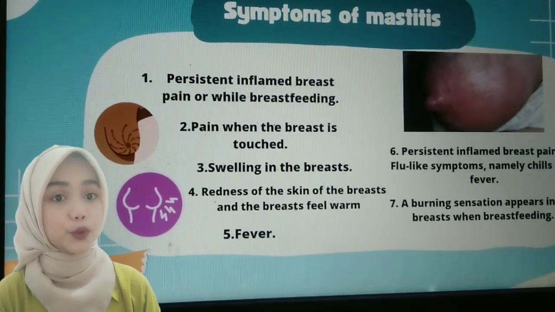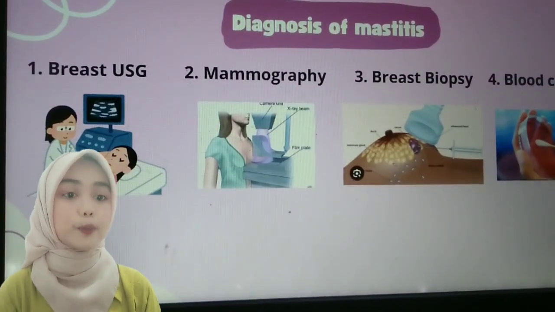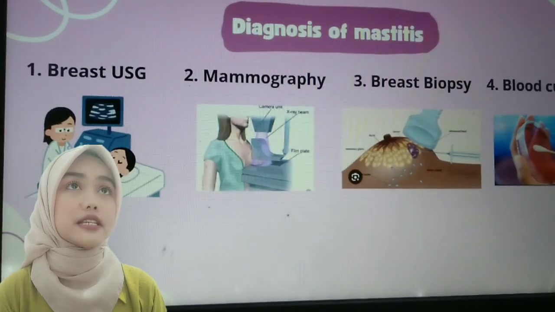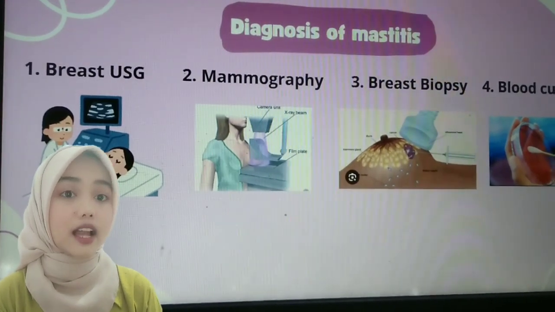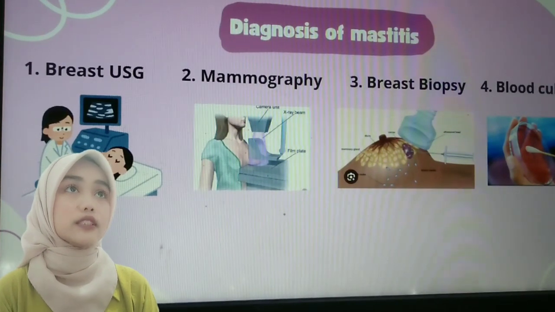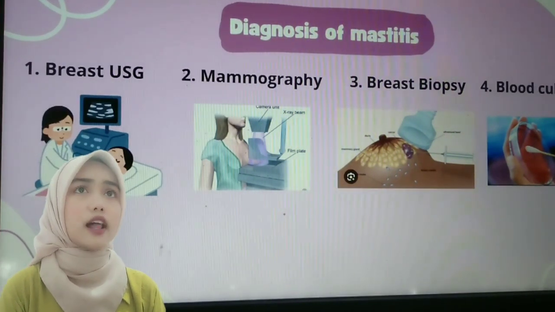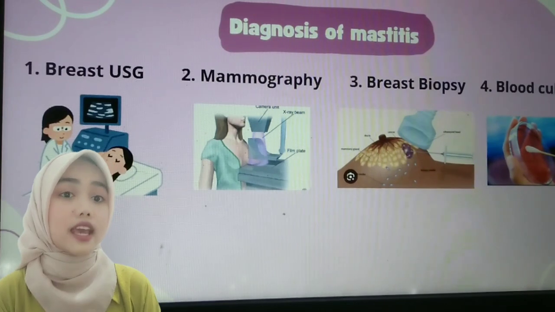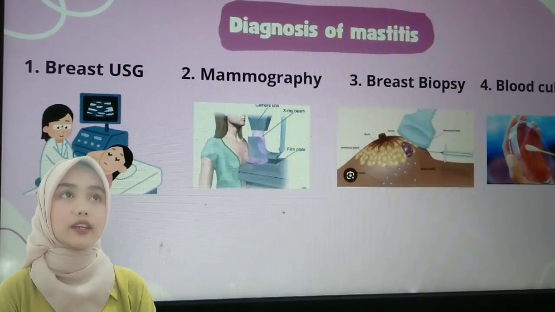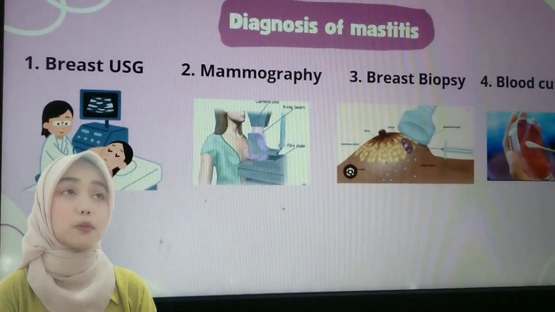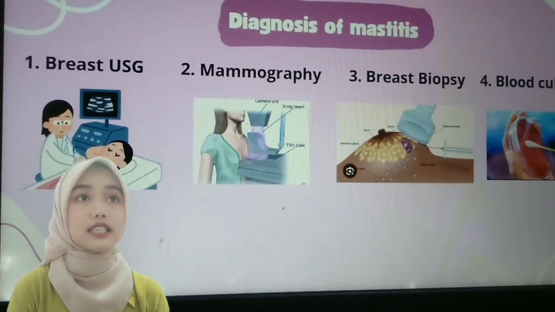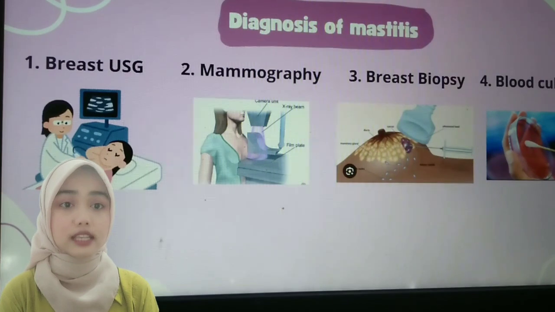Okay, let's move to the fourth point. This is the diagnosis of mastitis. Establishing a diagnosis can be done by carrying out an anamnesis or medical interview to find out the patient's symptoms and health history. Then continue with a physical examination to detect whether or not there are lumps in the breast, as well as other physical signs, then carry out several supporting examinations.